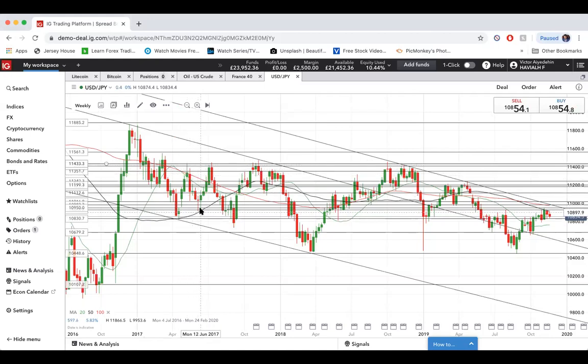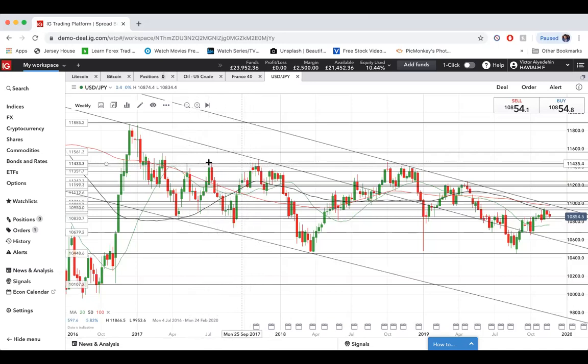Pulled back down, came back to test that level again, and still price couldn't go higher than it, and came back down. And came back to test that level again, and still price couldn't go higher than it, and went even lower. Okay, and price came back up again. And so this was May 2017. This was July 2017. This was October, November 2017 still.